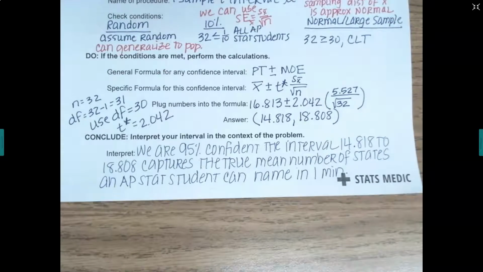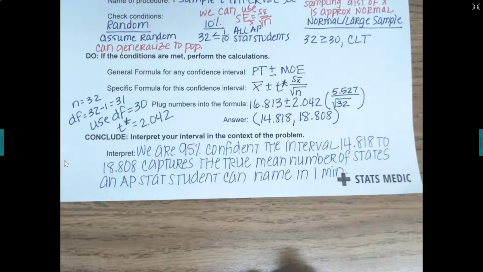All right, so we are 95% confident the interval 14.818 to 18.808 captures the true mean number of states an AP Stat student can name in 1 minute. Did you fall into that confidence interval? What would that mean if we were doing a significance test? If you're in it, that would be a fail to reject. If you're out of it, we would be rejecting.